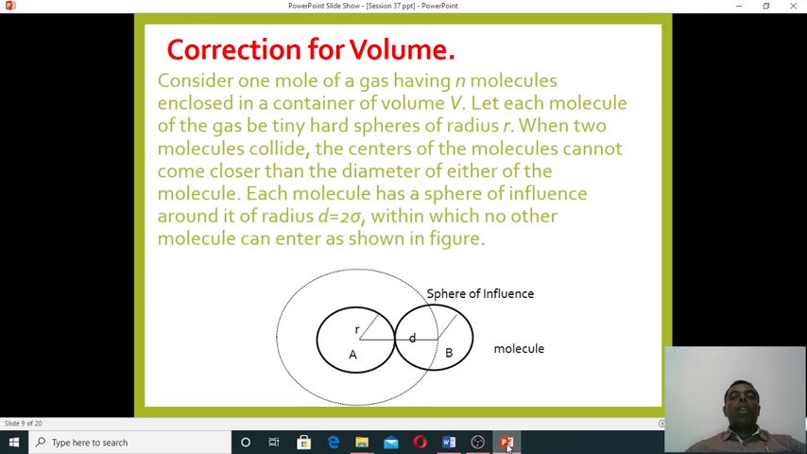Consider one mole of a gas having N number of molecules enclosed in a container of volume V. Let each molecule of the gas be a tiny hard sphere of radius r. When two molecules collide, the centers of the molecules cannot come closer together than the diameter of each molecule. Each molecule has a sphere of influence around it of radius d, equal to 2 times the radius of each molecule, within which no other molecule can enter, as shown in the figure as the sphere of influence.